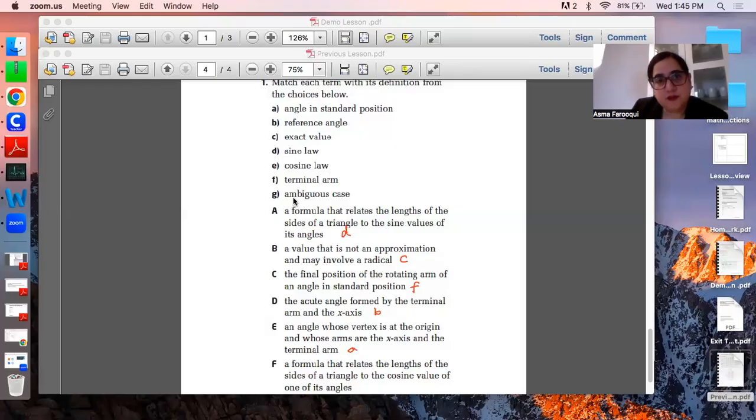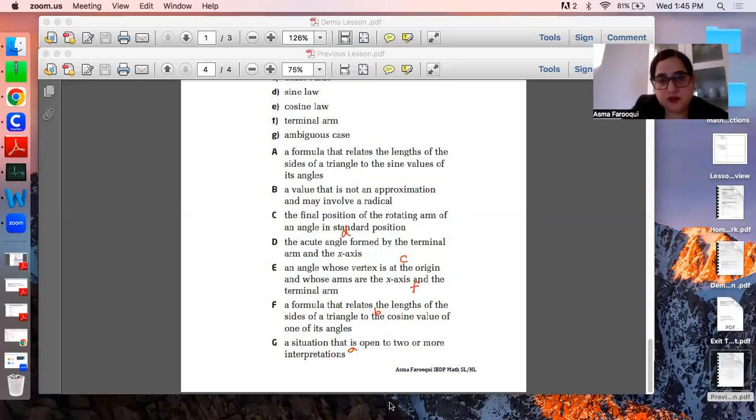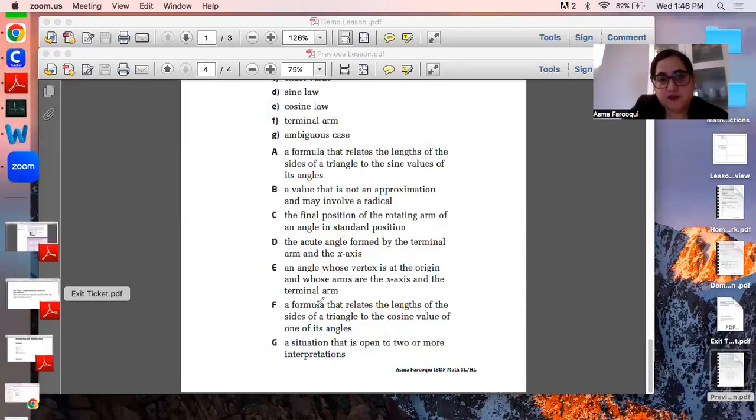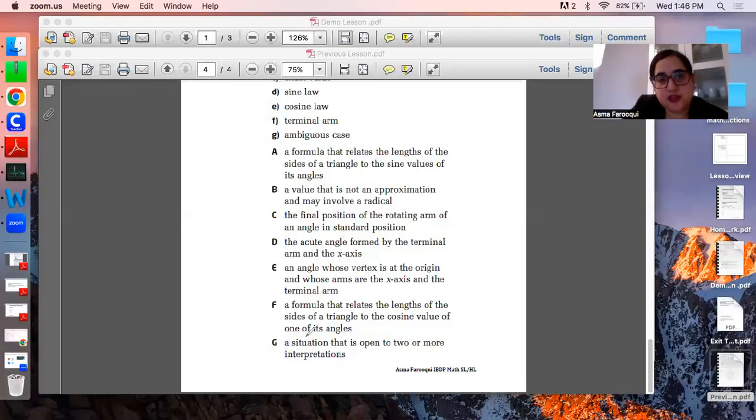And then let's look at F, a formula that relates the length of the side of a triangle to the cosine value of one of its angles, which is cosine law. So this is E.